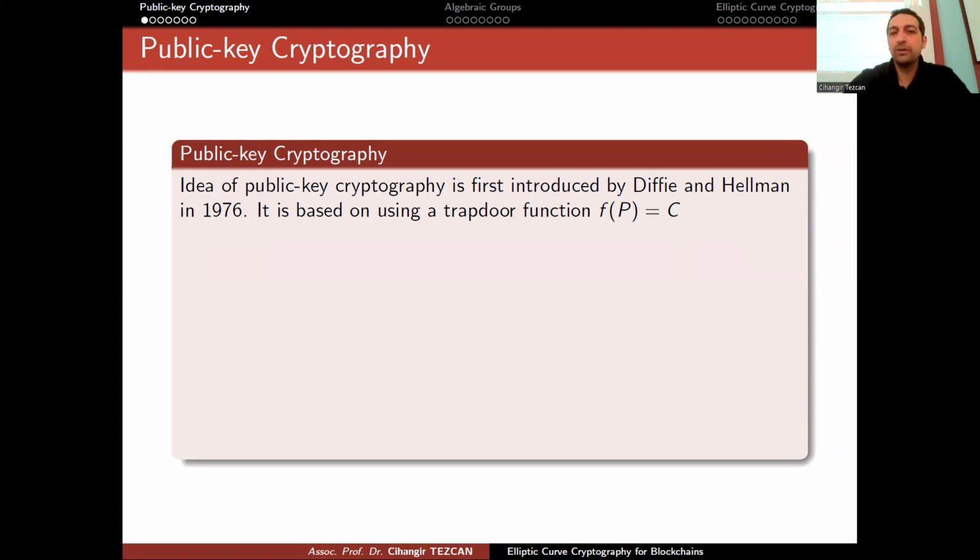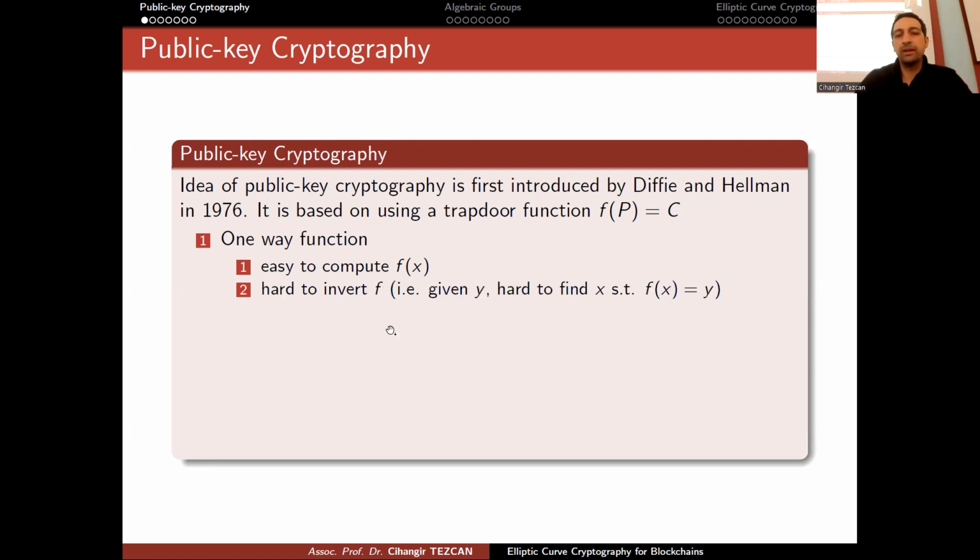It is based on using a trapdoor function f. So it takes an input p and produces an output c. So this is somewhat different than a one-way function. So let's recall what a one-way function is. In the one-way function, you can think about this as a hash function. When you have the input x, it is easy to compute f(x). So you obtain the output in an easy way. But it is hard to invert. Of course, when we say hard, it means computationally infeasible.